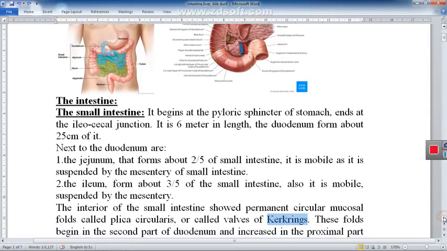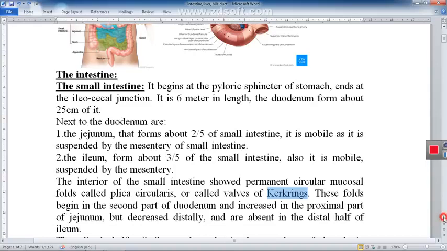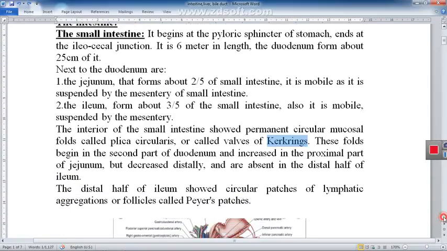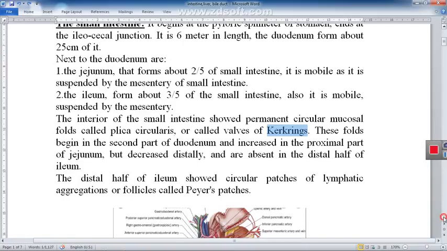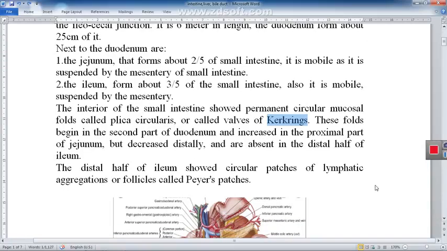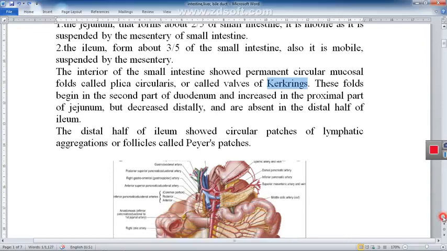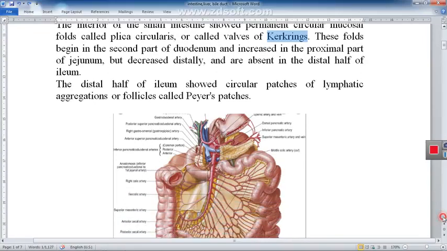These valves of Kerckring increase in the duodenum as you go after the second part, the third part, and increase much in the jejunum. But actually the circular folds decrease in the distal jejunum, and decrease more in the proximal ileum, and in the distal half of the ileum maybe they are absent.